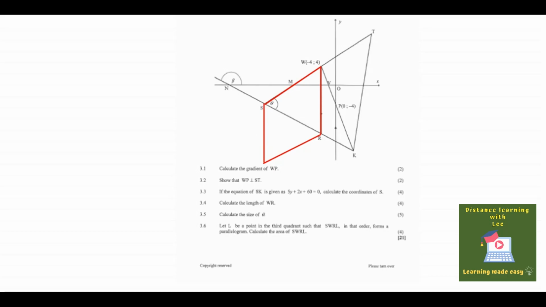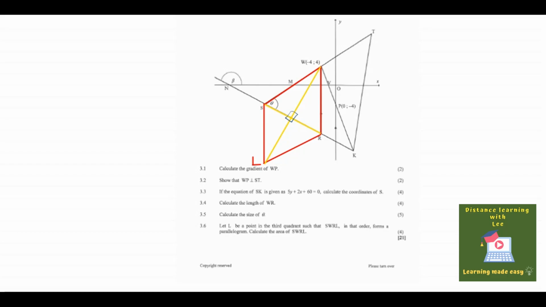I'm also going to fill out that information there. The first diagonal is S and R, and the other diagonal is your L and your W. I actually forgot to put our point L there, so that is our L. And we know that the diagonals bisect each other at 90 degrees, right? So there, that is basically 90 degrees. And then we basically need to calculate the area of SWRL.